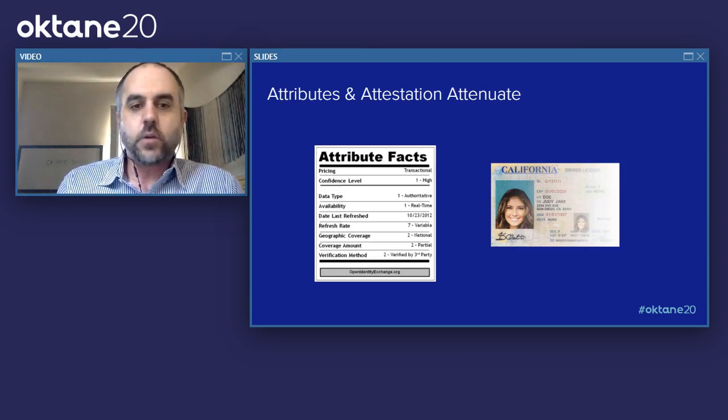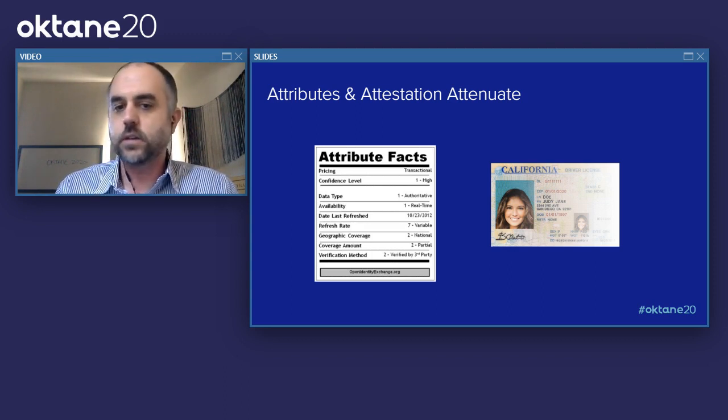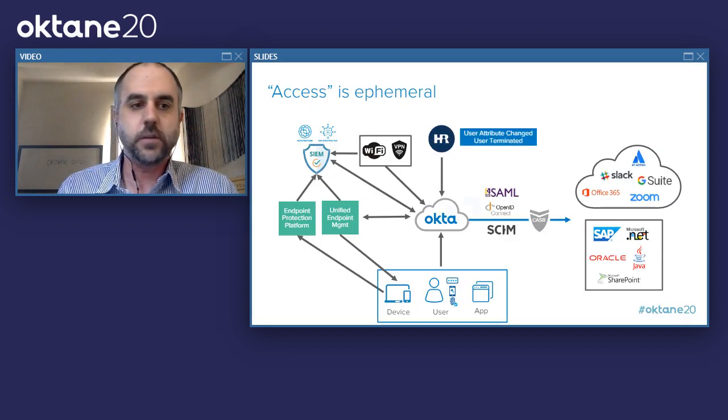And the attributes that we're using to make contextual-based access control decisions attenuate. The quality of the data is not consistent over the life of the attribute. If you take a look at your driver's license today, there's a good chance that the photo, the address, your weight, your height may not be exactly what it says on your driver's license. Probably the only thing that may be consistent is the birth date. And so a lot of times we're making decisions in our access control planes based on attributes that have decayed over time and may not necessarily be the most accurate.